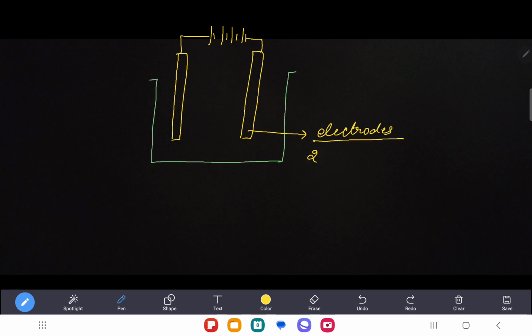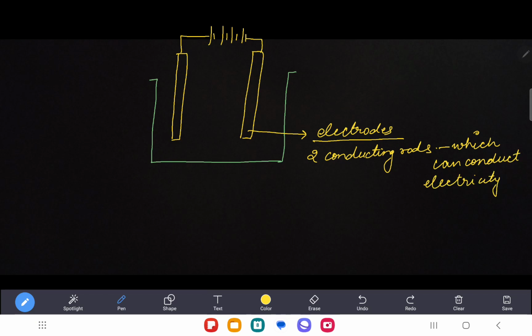What are electrodes? These are 2 conducting rods which can conduct electricity. Now, depending upon the kind of rods we have 2 types of electrodes. We have passive electrode. And we have active electrodes. Active and passive. Right.